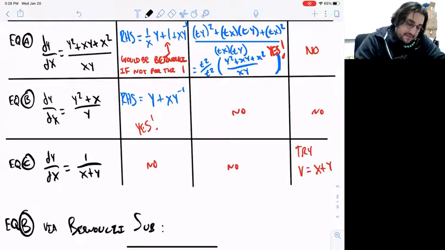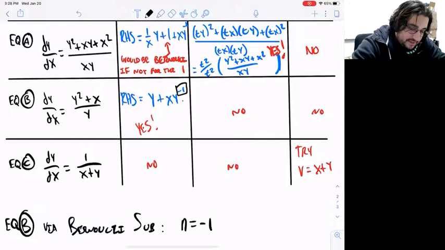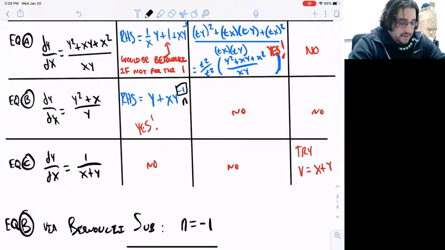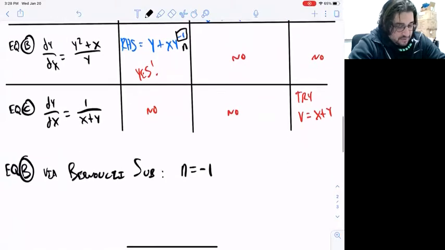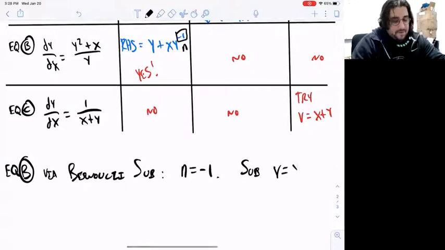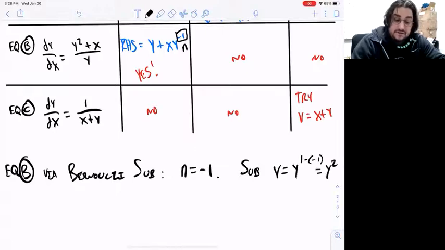So here we have n equals minus 1. Why do I know that? Well, because there's n, right? N is that power. And then what can I do from here? I sub v equals y to the 1 minus n, but n is minus 1. So we get y squared. V equals y squared, right?